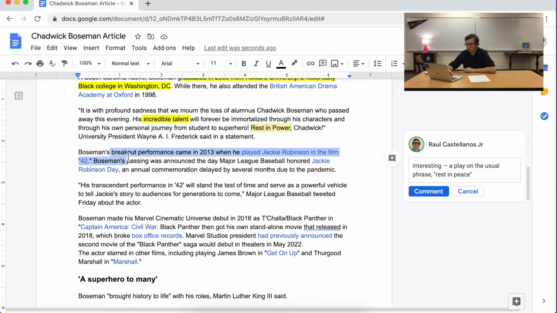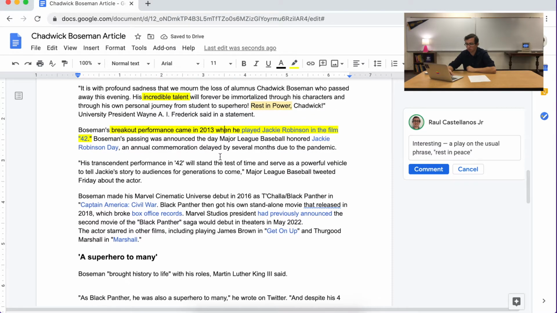Okay, breakout performance in the movie 42. Breakout means that's what made him famous. So this is definitely something he was known for, definitely worth highlighting.